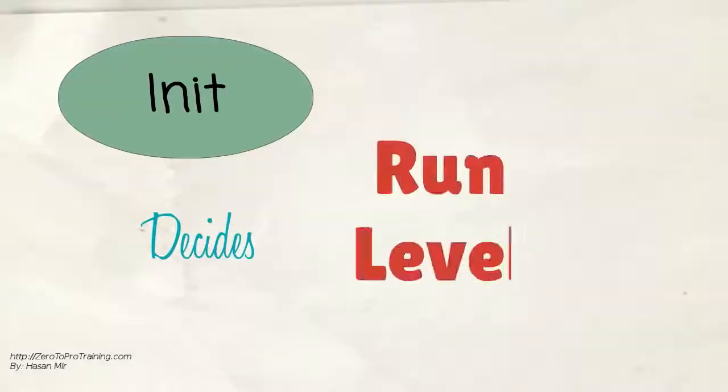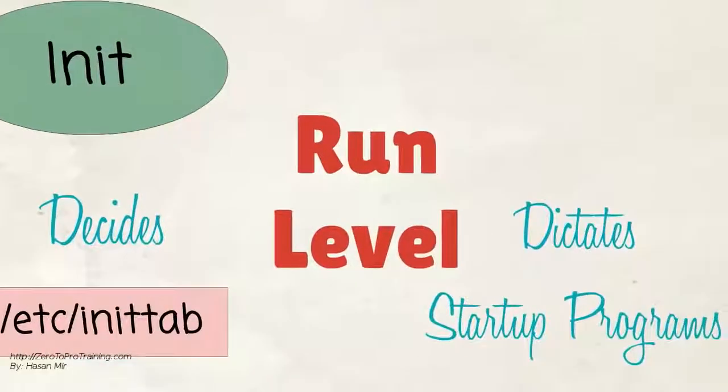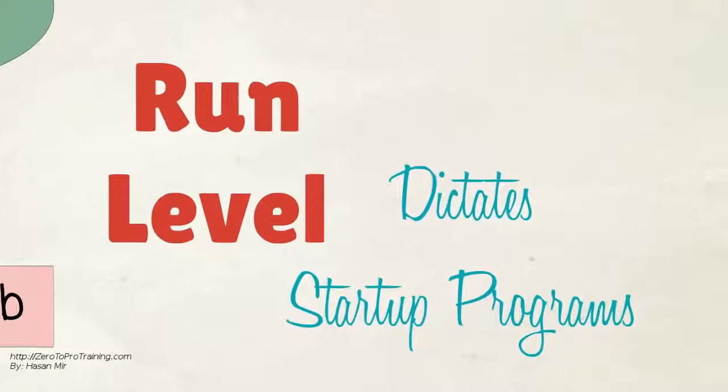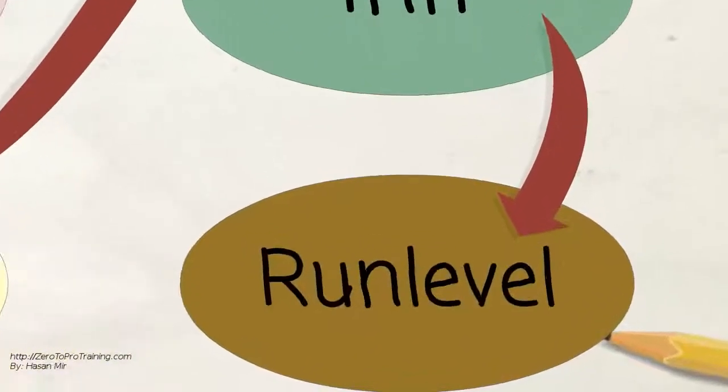Looks at the inittab file to decide the Linux run level. Run levels decide which initial programs will be loaded at startup. Following are the available run levels: Halt, Single User Mode, Multi-User without NFS, Full Multi-User Mode, Unused, X11, Reboot. Let's talk about run level.